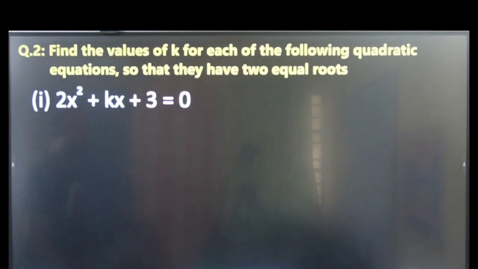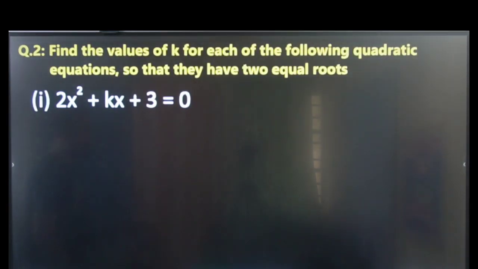Find the values of k for each of the following quadratic equations so that they have two equal roots. Okay, so the given expression has two equal roots, which means the discriminant value is 0. Taking the discriminant value 0, then you have to find the k value, right? Now the given expression has equal roots.